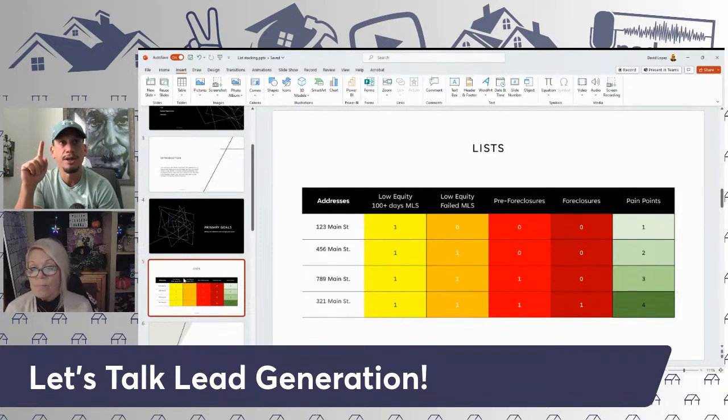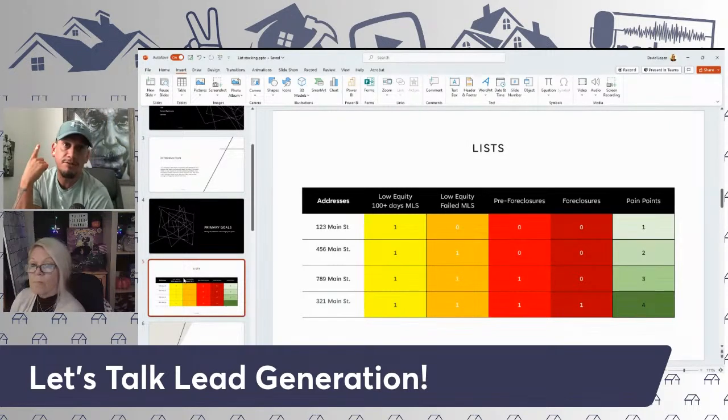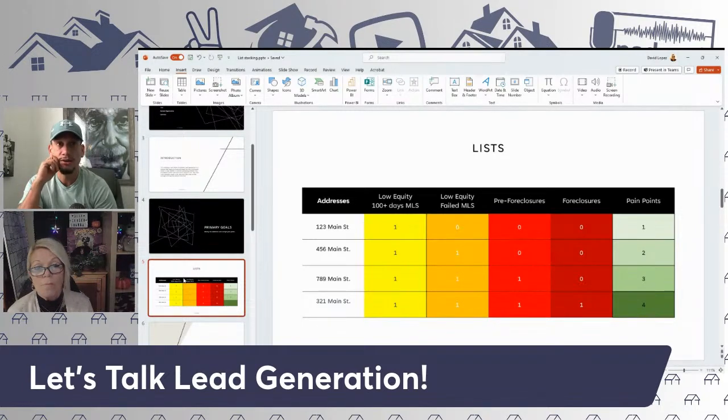456 Main Street was on the low equity list and the 100 days MLS, and also on the failed MLS. So it has 2 pain points. That means the real estate agent wasn't able to get rid of it. Now that it's a failed MLS, you could go direct to the seller and tell them, hey, I know you put this on the market, do you still want to sell it? That's how you'd attack those guys. Those are 2 pain points because they're on 2 lists.